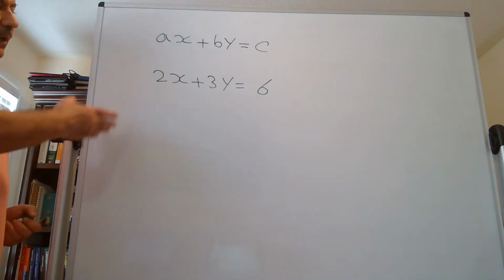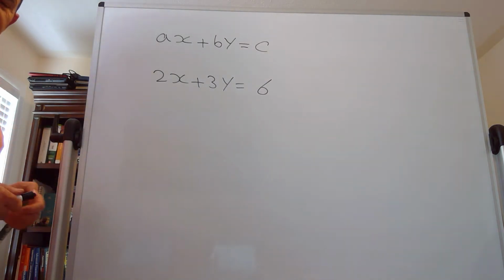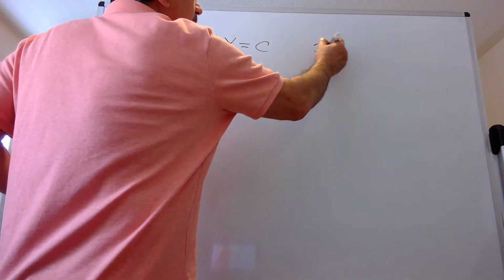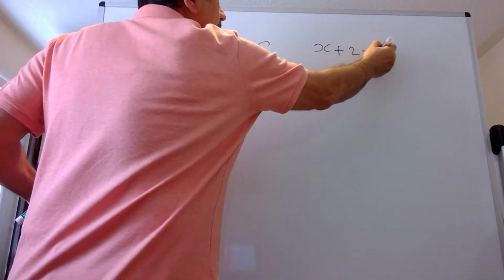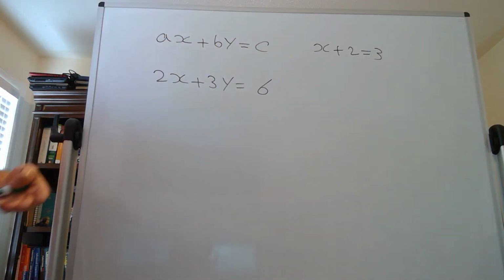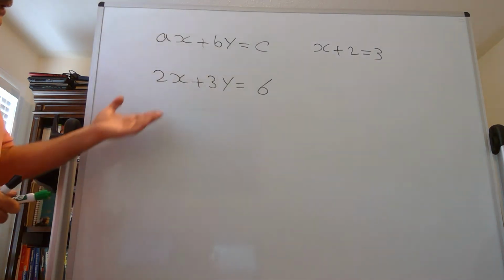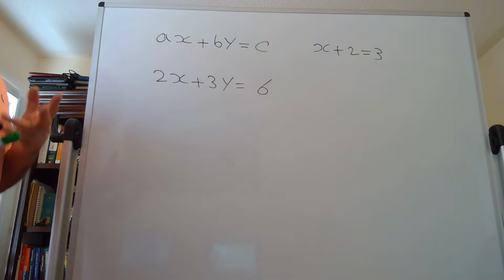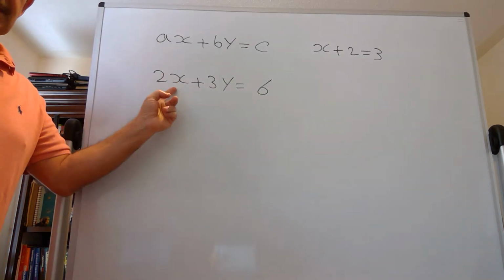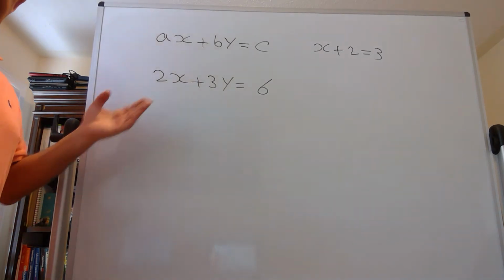Now, how can we solve this one? For the linear equation with one variable, solving was easy. x plus 2 equals 3, and we can find x very easily by moving the constant to the other side, so x equals 1. But look at this one. In this one we have two variables. We cannot solve this because we have two unknowns. We can solve it if we know the value of one of the variables.